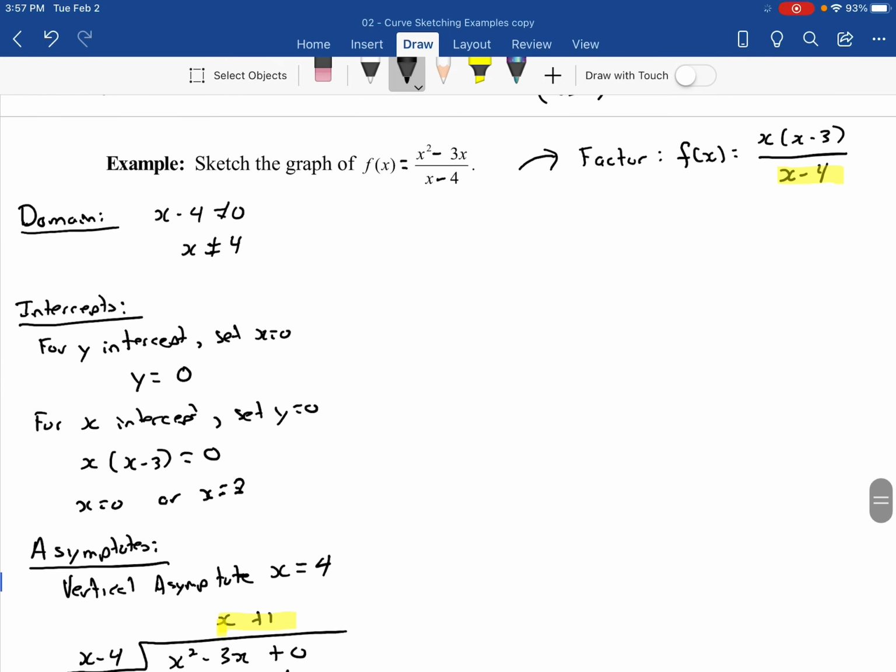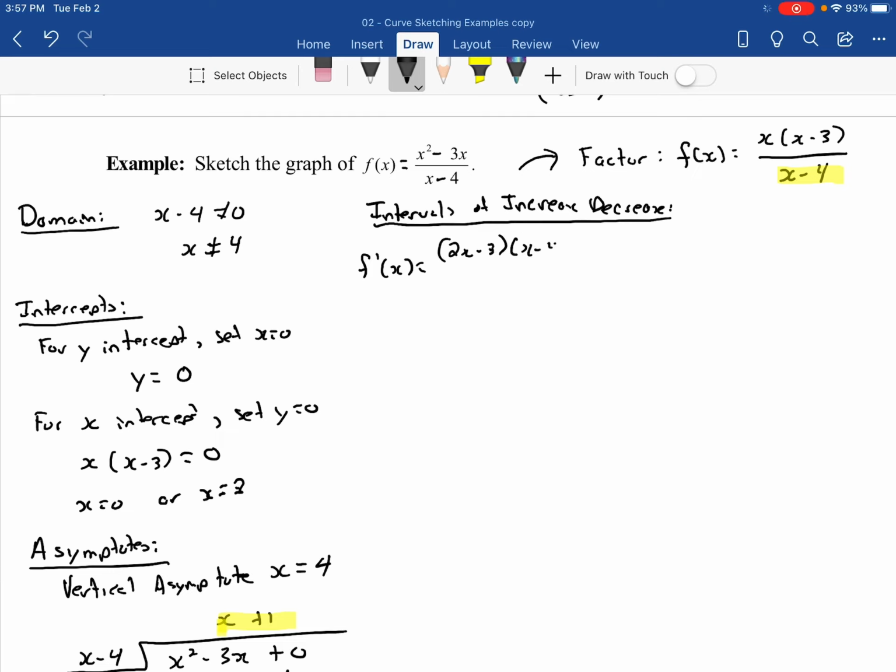Now, next, intervals of increase and decrease. And for me, I like to go back to the non-factored version of this. Often that's a little easier to deal with when we're doing derivatives. So, f prime at x, derivative of the top times the bottom, minus derivative of the bottom times the top, all over the bottom squared. Lots of simplification to do here.